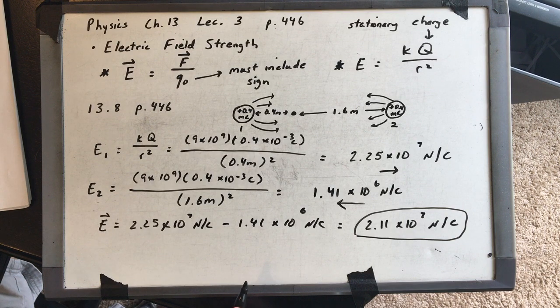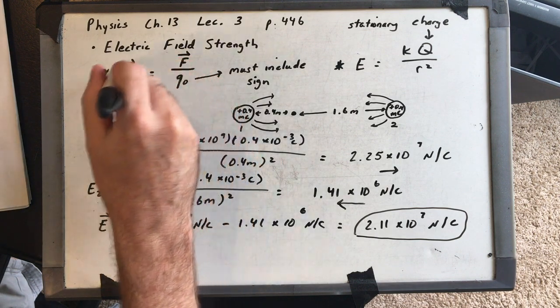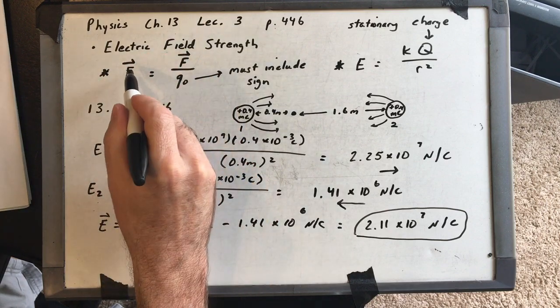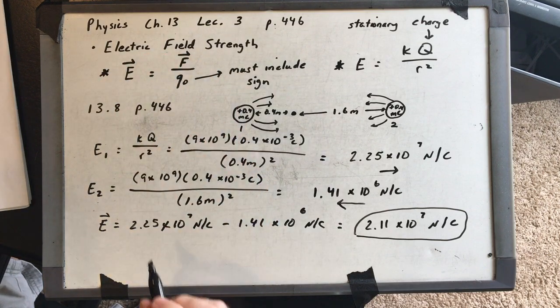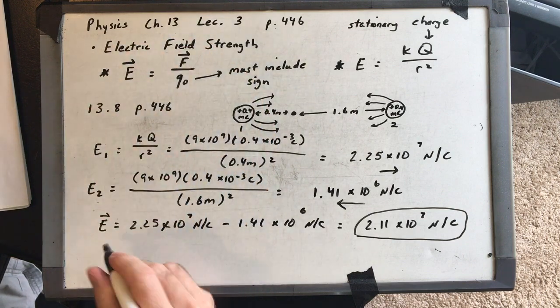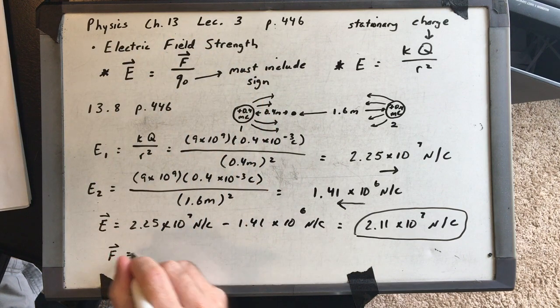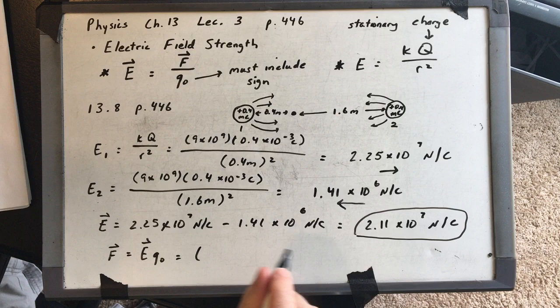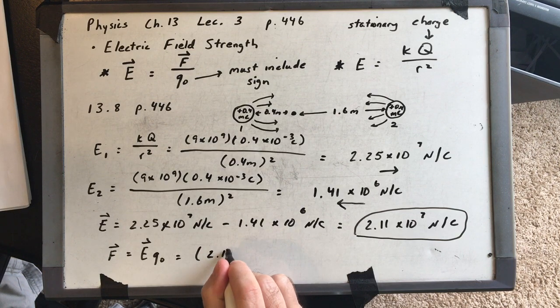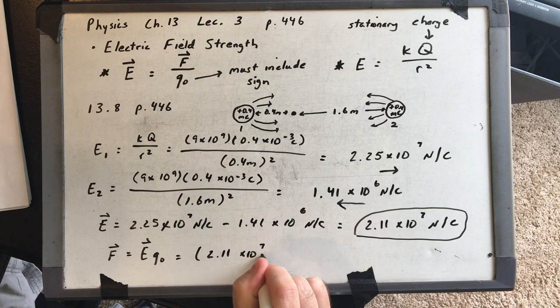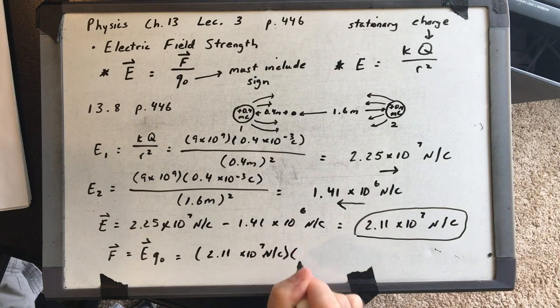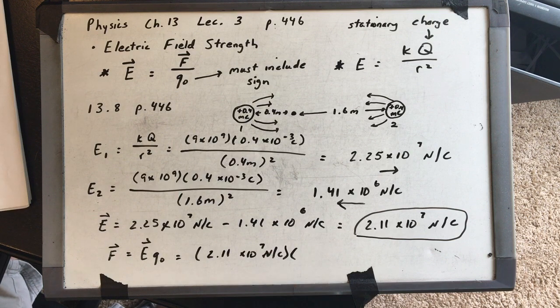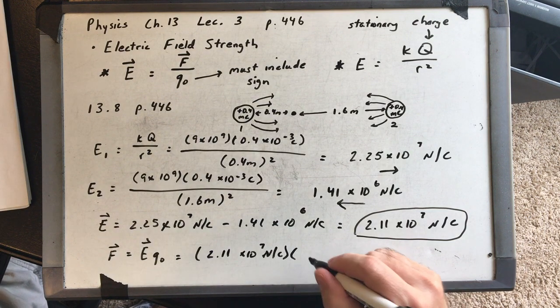The second is, what is the force a 0.56 millicoulomb charge would experience at that point? What we're going to do is rearrange this equation. Okay, we know vector E, we know little q, it gave it to us in the problem. So if we rearrange that equation, we'll have the force is equal to the electric field times the moving charge. The electric field, we just discovered that is 2.11 times 10 to the 7th newtons per coulomb. The magnitude of the charge is 0.56 millicoulombs, and it's positive.